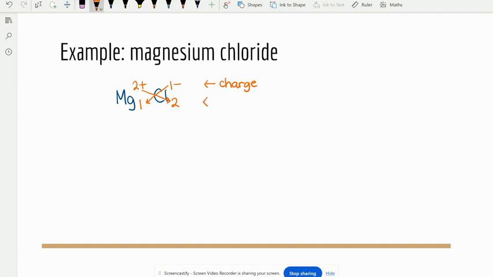The subscripts, the small number on the bottom, these actually represent how many atoms you have. So this is the number of atoms. So I have 1 magnesium and I have 2 chlorine ions. When we write our final answer for the chemical formula, we don't include the charges. We only include the number of atoms. So it should look like this. MgCl2.